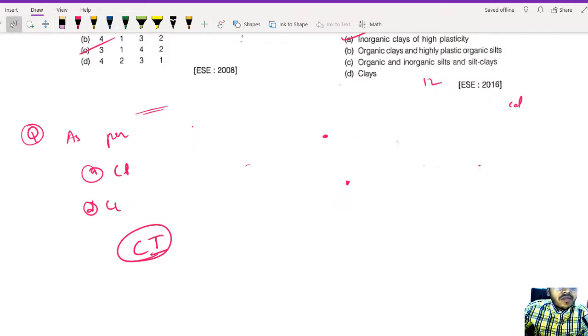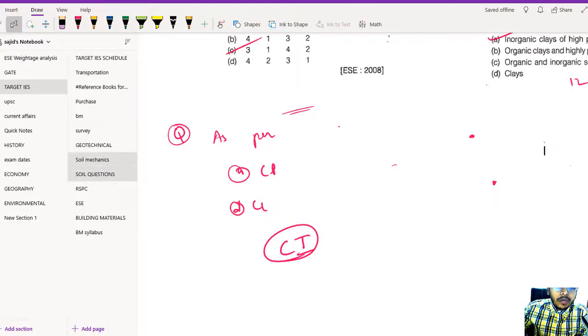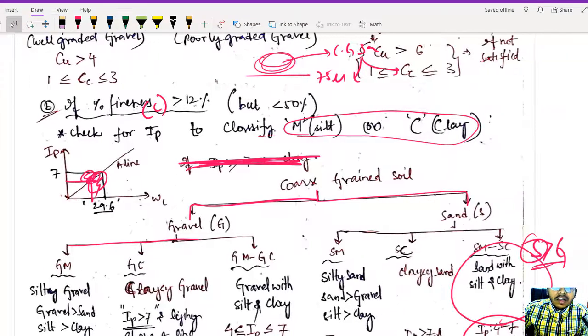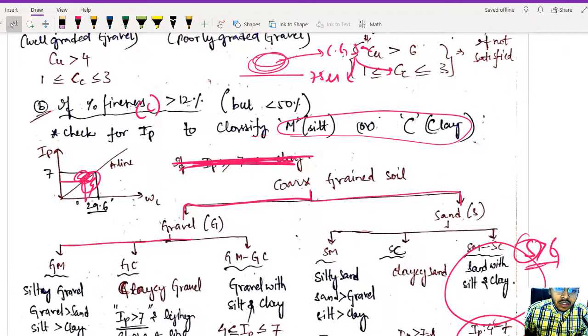I hope everything is fine in this chapter. Before ending this chapter, come to this graph. Just make a small correction. When I am taking A line, it is not matching with origin. It is somewhere like this. But one important point, see what is your A line IP value corresponding to 7. I have told you above 7 we will be taking it as clay, right? Above 7 and above A line we will be calling it clay actually.